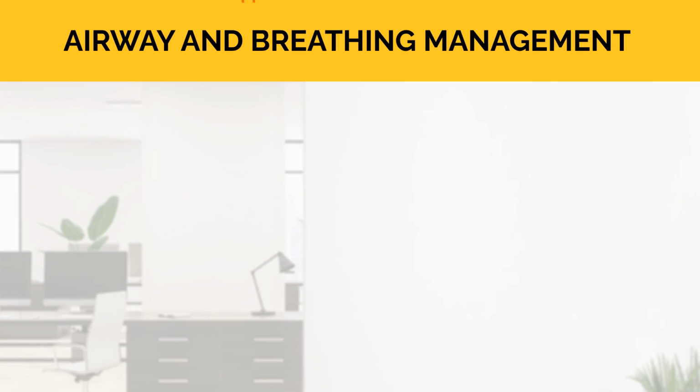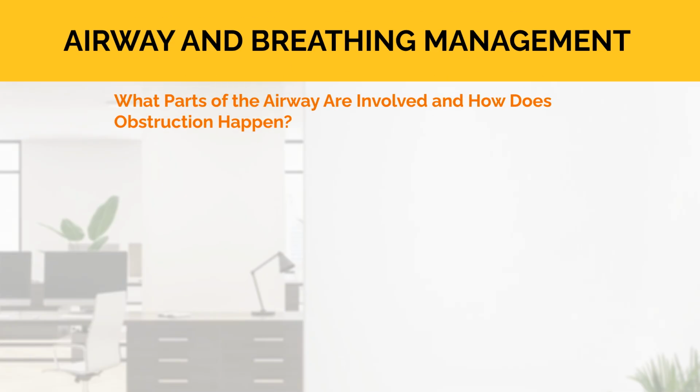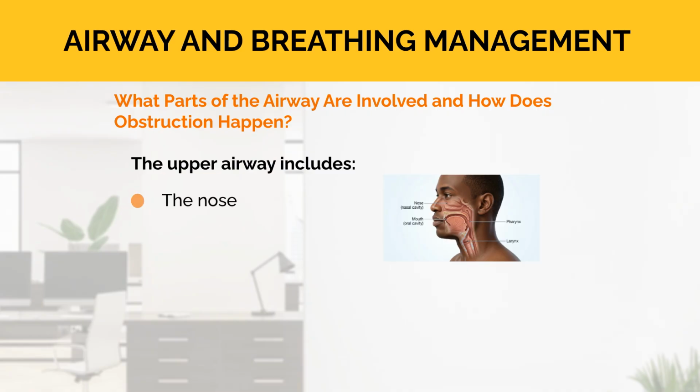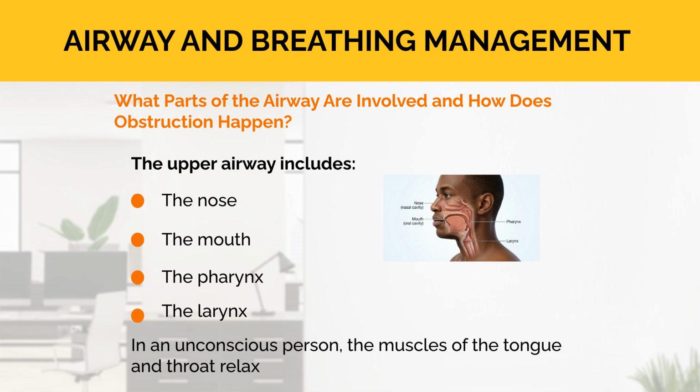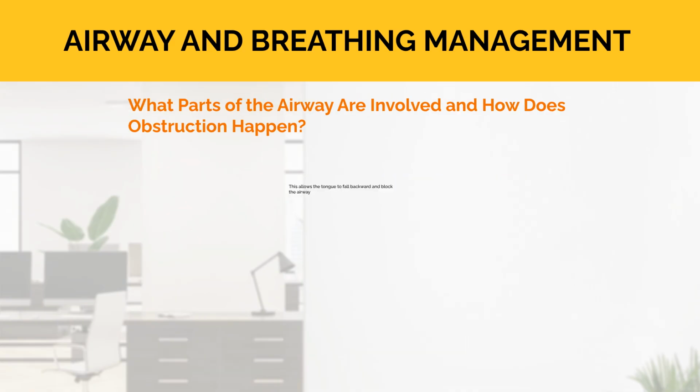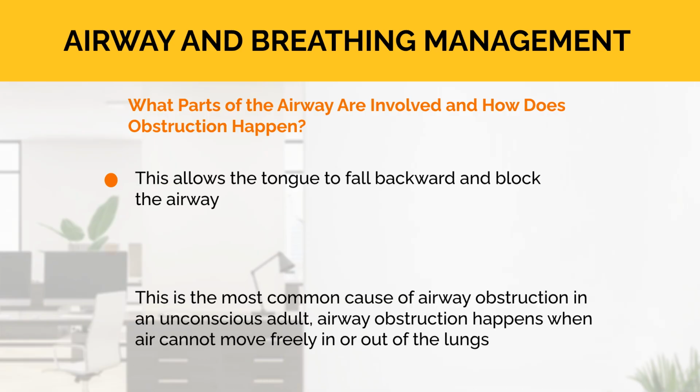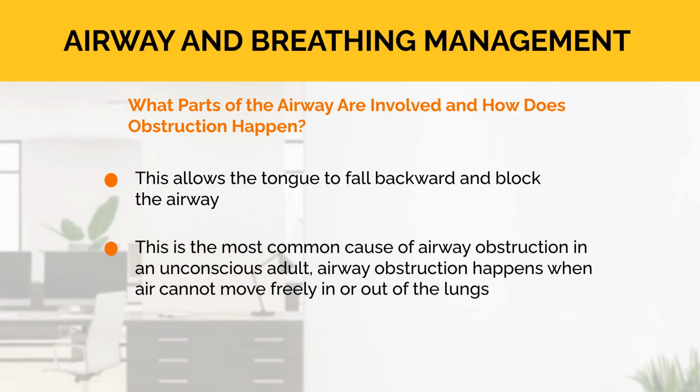Now, we will look at the parts of the airway involved and how obstruction happens. The upper airway includes the nose, the mouth, the pharynx, and the larynx. In an unconscious person, the muscles of the tongue and throat relax. This allows the tongue to fall backward and block the airway. This is the most common cause of airway obstruction in an unconscious adult. Airway obstruction happens when air cannot move freely in or out of the lungs.